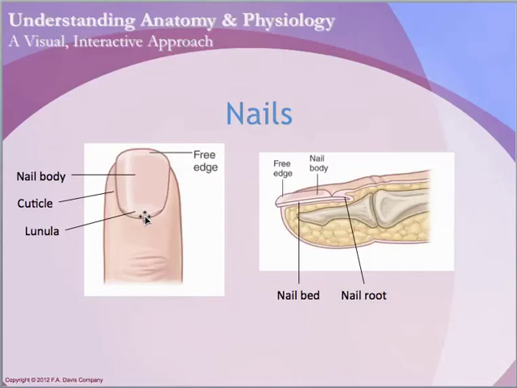The nail root is the proximal end of the nail and is really hidden underneath the overlying tissue. So you can see it here. We can't see that on ourselves. Nails grow as newly keratinized cells are added to the nail root from the nail matrix, and as the new cells are added, the nails push forward.